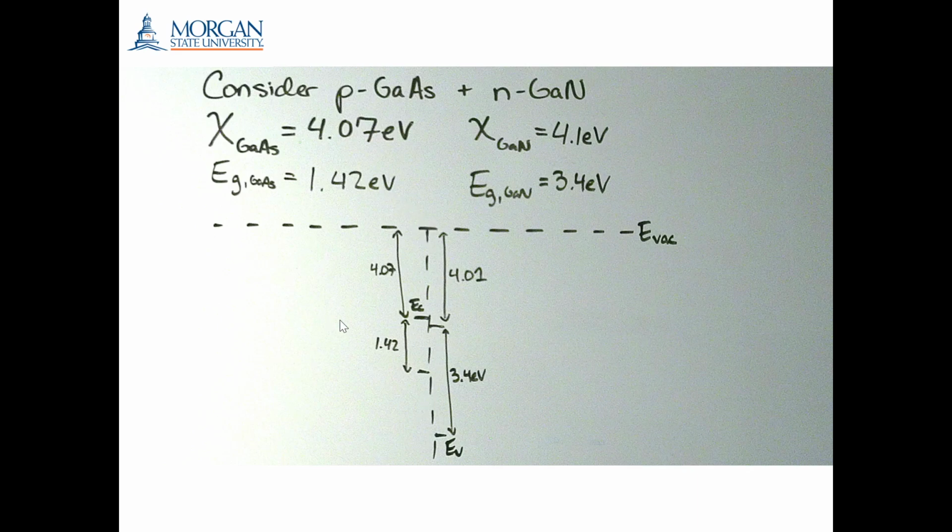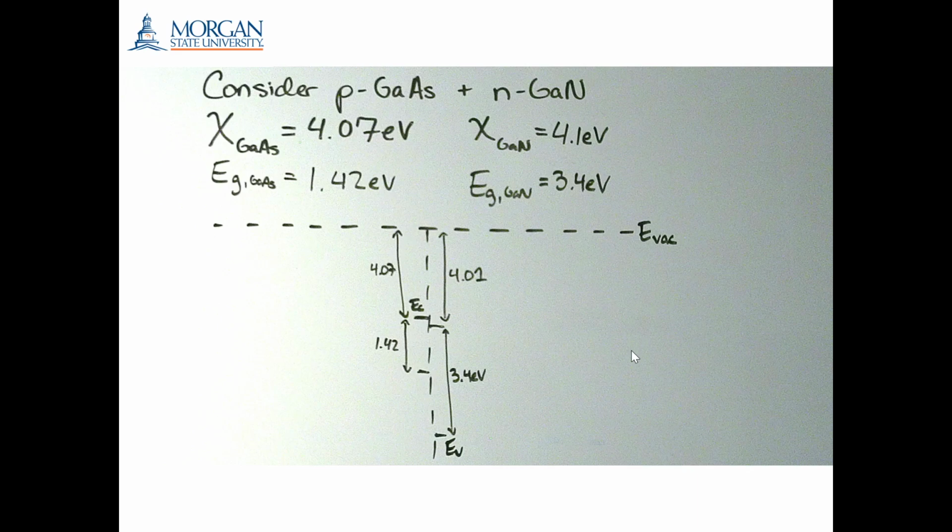Then on the left side, on my gallium arsenide side, I know my electron affinity is 4.07. So I'm going to draw my conduction band 4.07 eV lower than my vacuum level. Then I know my energy band gap is 1.42. So I'm going to draw 1.42 eV away from my EC, and that becomes my EV. So you can see that I've now drawn my EC and my EV levels.